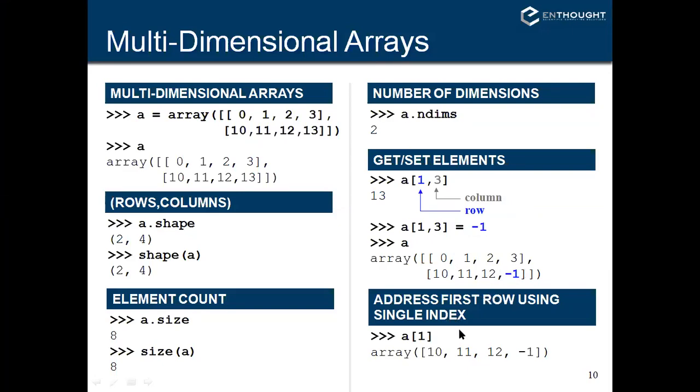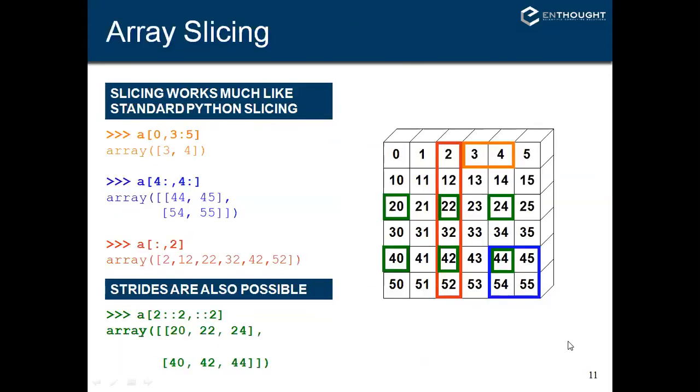Now, if you wish to check the first row using a single index, so yes, A of 1. So A of 1 is indicating what? 0 is this row and 1 is this row. So if you simply write A of 1 here, then you can access the second row, right? So this is how the indexing is being used.